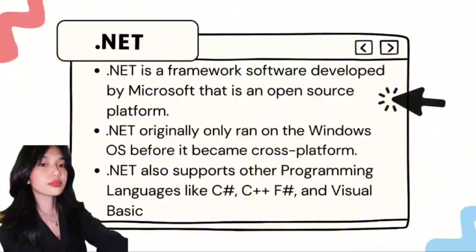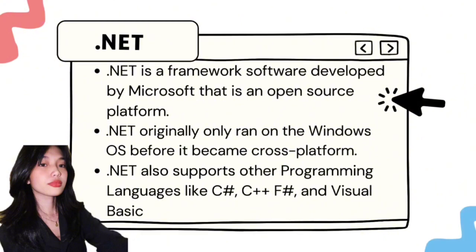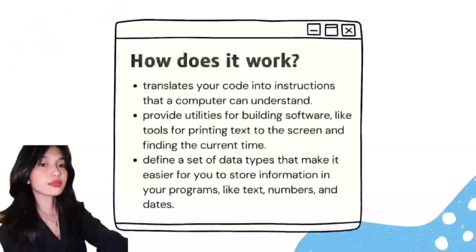The .NET framework supports the following programming languages: C#, F#, and Visual Basic. But for now, we will discuss the .NET framework in general and its features first, and its supported programming languages afterwards. So how does the .NET framework work?